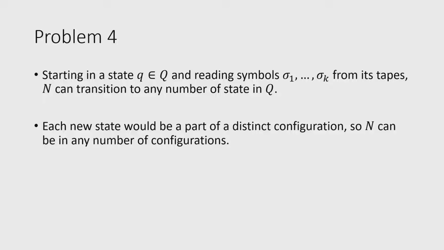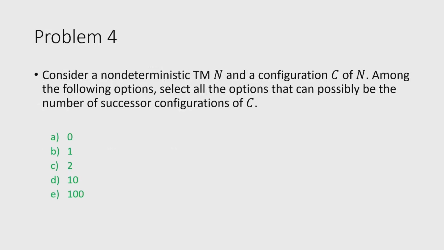And every new state would be part of a distinct configuration, because every configuration contains state, tape symbols, tape contents, and head positions. So different states would be part of different configurations. Because of this reason, N can be in any number of configurations. In particular, N can be in zero configurations. N can be in zero new configurations if it has reached the halting state. So for example, if N has reached an accepting state or a rejecting state.